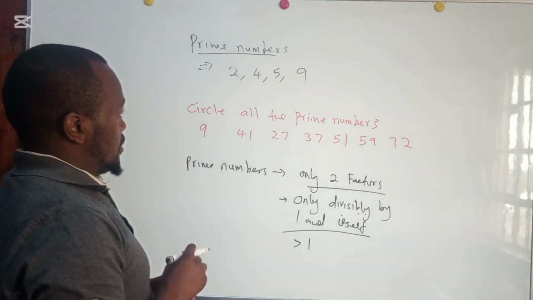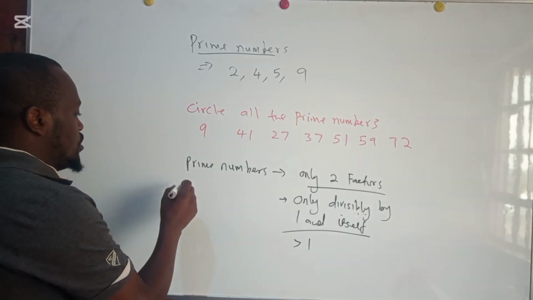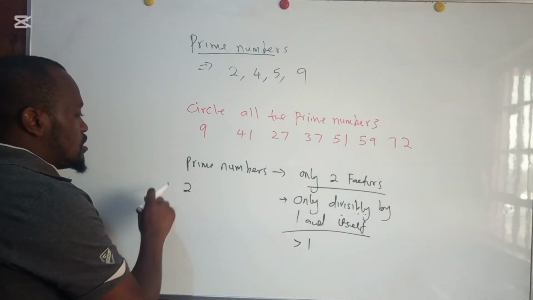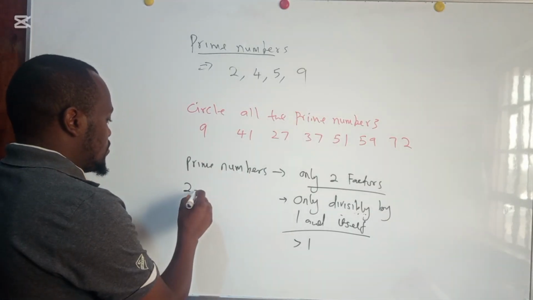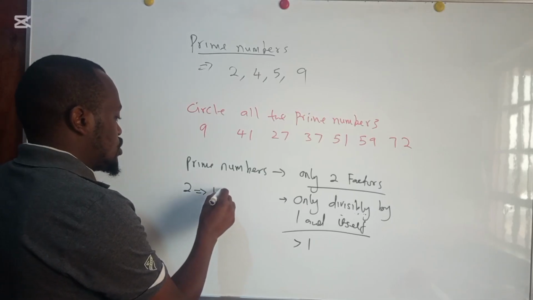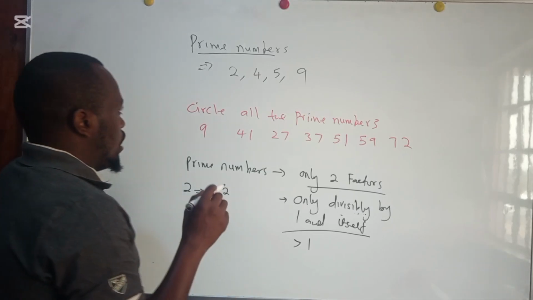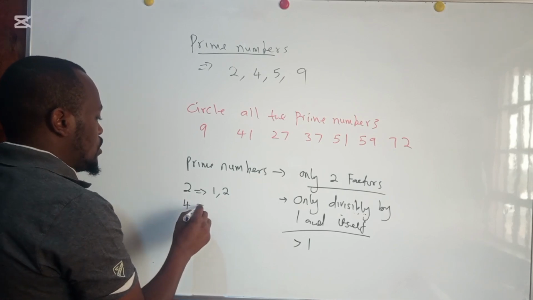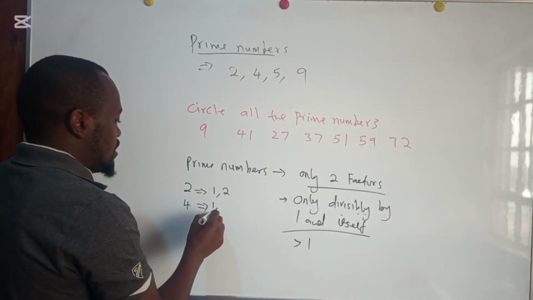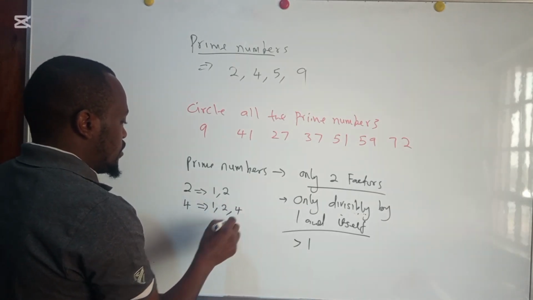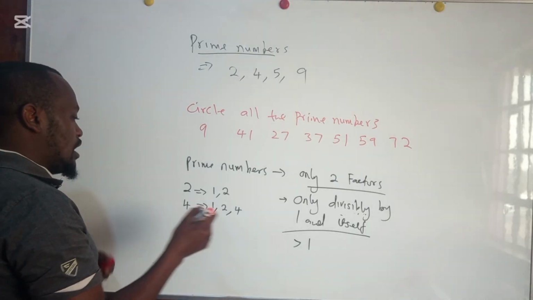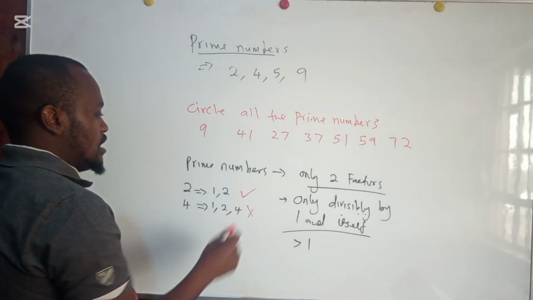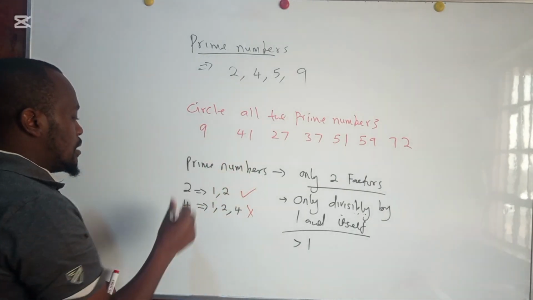So what are those prime numbers? We can begin with 2. 2, you cannot divide by any other number apart from 1 and 2. What about 4? 4, you can divide by 1, divide by 2, divide by 4. So this one is not a prime number. This one is a prime number. What about 5?